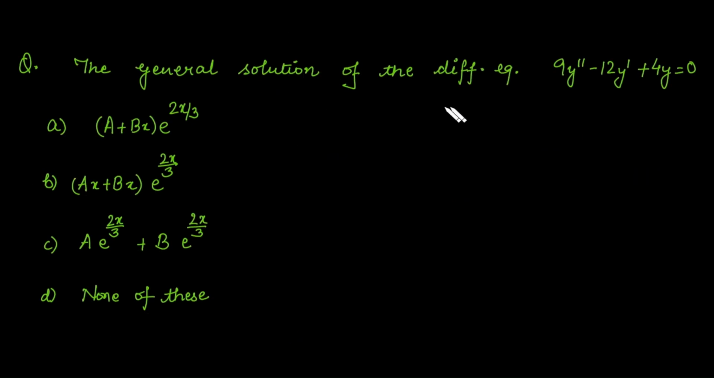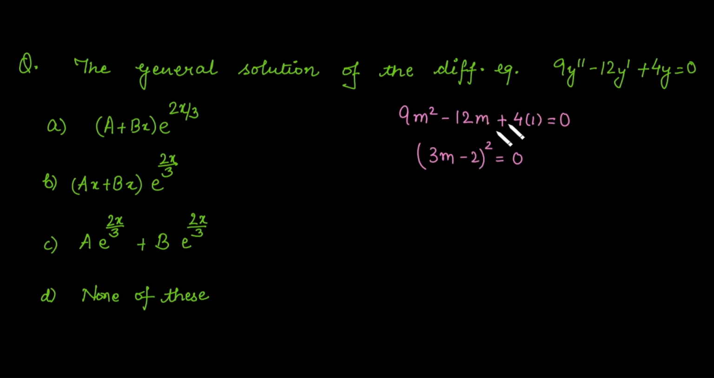Now the question is, what is the general solution of this differential equation? So again write the auxiliary equation, 9m square minus 12. First order derivative means m plus 4. Do not write m over here. Y is replaced by 1. So find the roots of this auxiliary equation. This equation can be written as 3m minus 2 whole square is equal to 0. Now, how to write this type of factor?